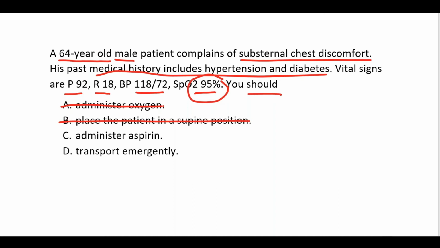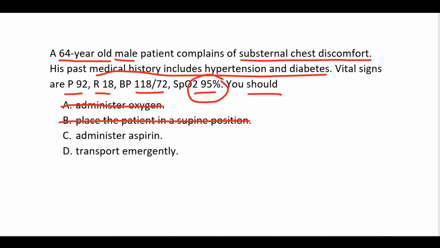So now do I administer aspirin or do I transport emergently? See, this is what happens. Now we have to decide. Well, you should do both. But what would I do first? I would have that patient, while I'm preparing for transport, chew some aspirin. Why? Because it limits platelet aggregation and it is better for my patient. It may stop the progression of the MI if there is one.